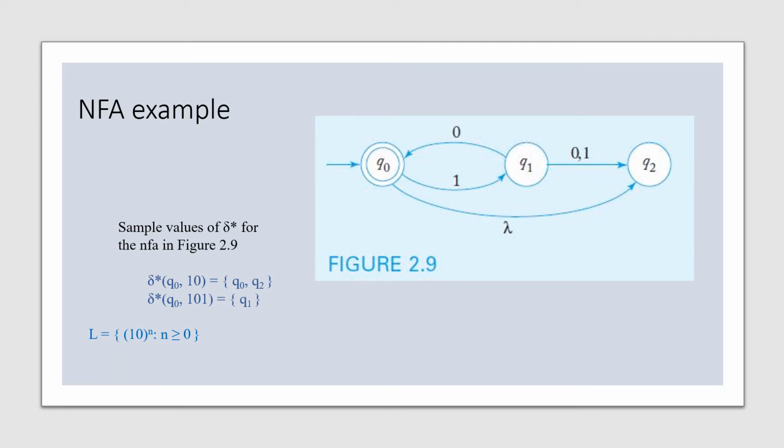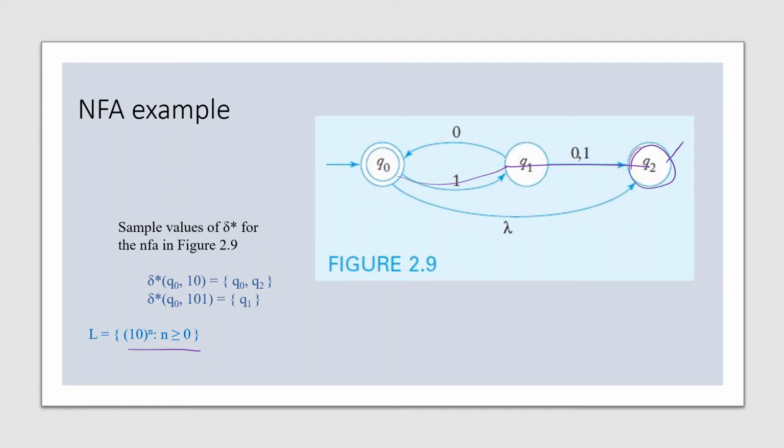So this language is the language of any number of 1 0s. So if you go 1, 0, that's accepting. 1, 0, 1, 0, 1, 0, 1, 0, 1, 0. So that's what this language is. But notice you could go 1, 0 and end up here in not accepting.